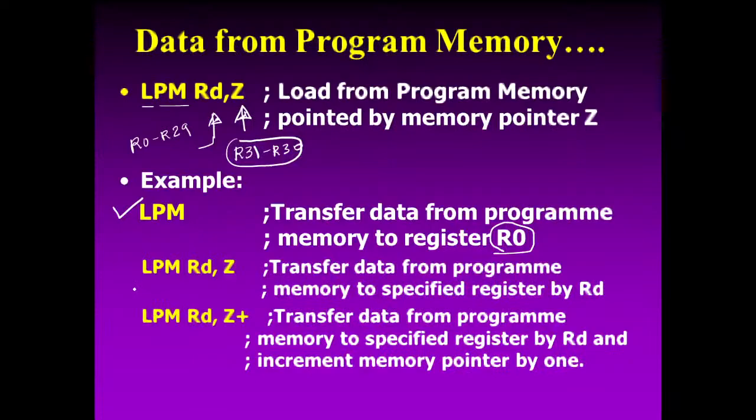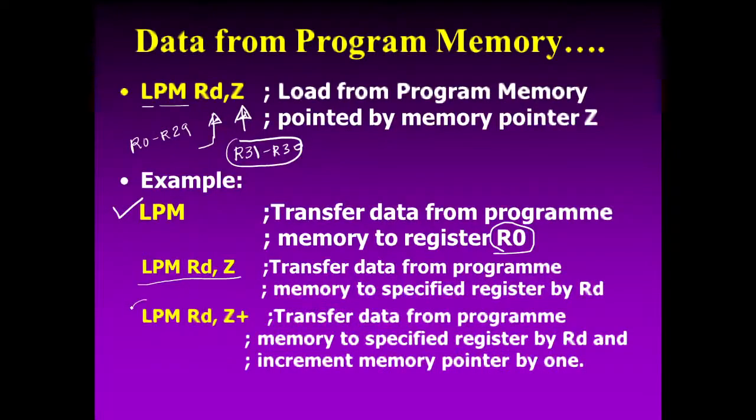You can also write this instruction in this way, LPM Rd, Z. In this case, it will transfer the data from program memory to the register specified by Rd. Whatever register you specify here, R0, R1, R2, R3, the data will be written into that register from the program memory pointed to by the memory pointer Z. The data is taken from program memory and transferred to the register Rd.